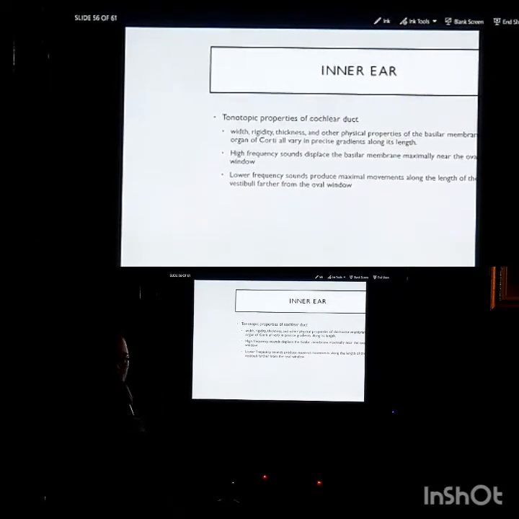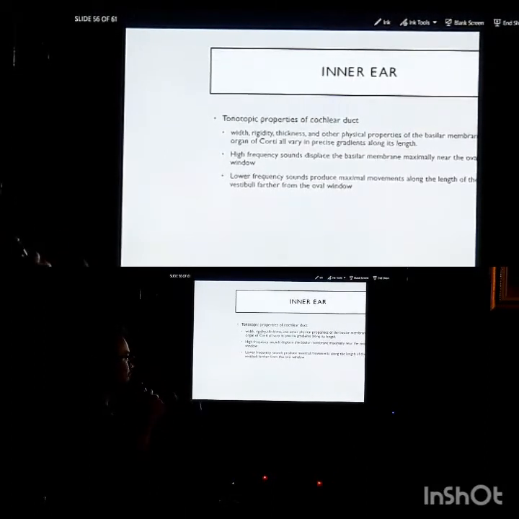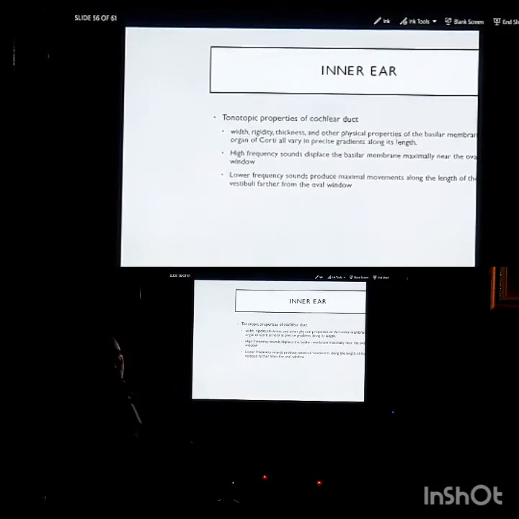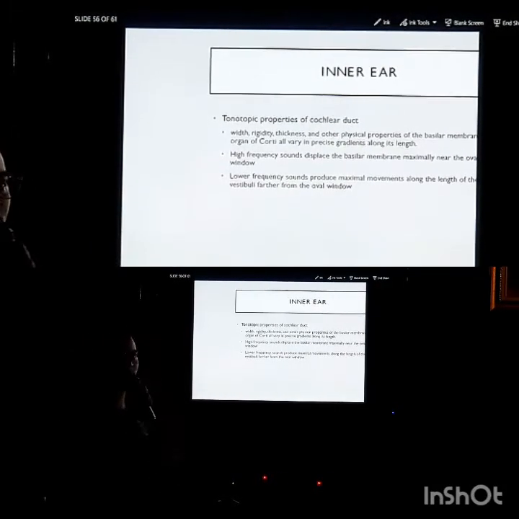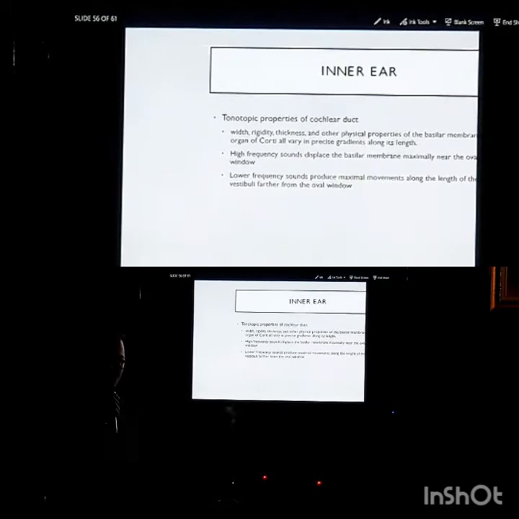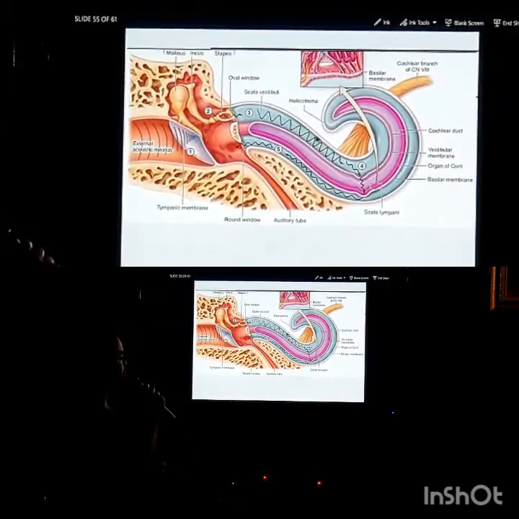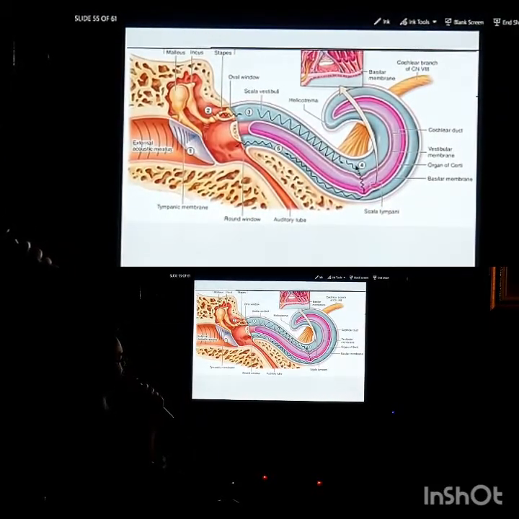Okay? And vice versa. Lower frequency sounds produce maximal movements along the length of the scala vestibuli farther from the oval window, so at the apex of the cochlea. High frequency stimulates the base more. Low frequency stimulates the apex more. Okay? So as you can see in this illustration, this sound is probably mid-frequency because it stimulates the basilar membrane and the organ of Corti around the middle of the cochlea.